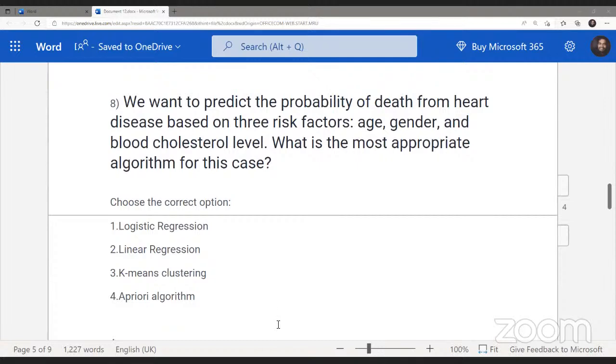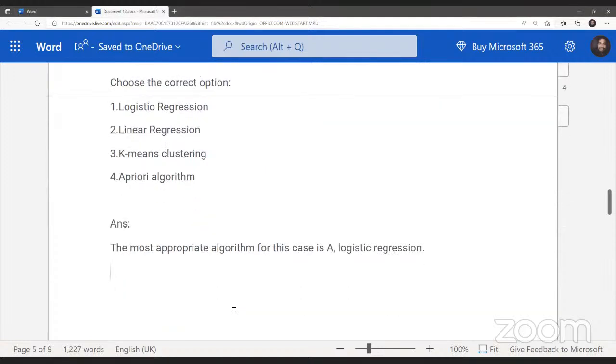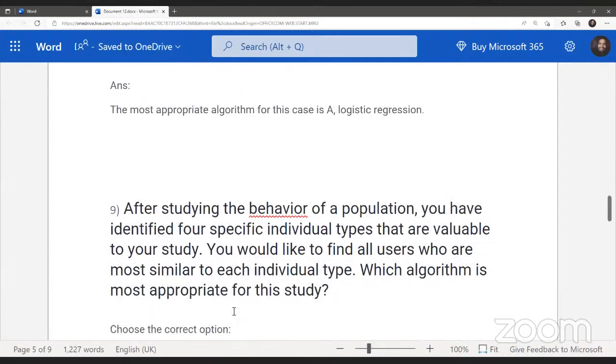So as we look into this, the right answer for this is logistic regression, and it's the most appropriate algorithm for such kinds of problems.